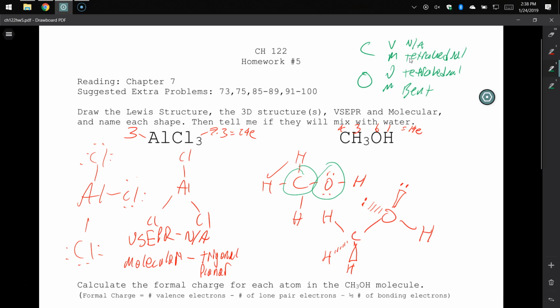Does interesting things to this molecule. Does anybody know what this one is? The name of this CH3OH? This is methanol. We talked about this in 121. Do you remember what I said about it? Anybody? Properties of methanol? Methanol sounds a heck of a lot like what?